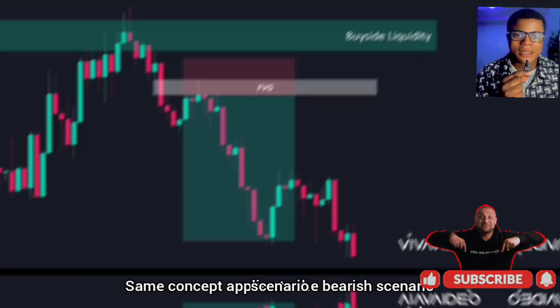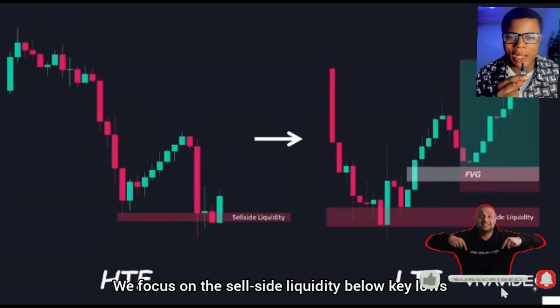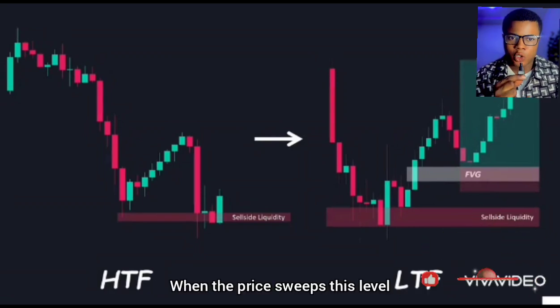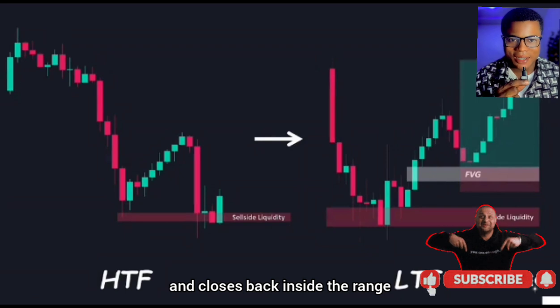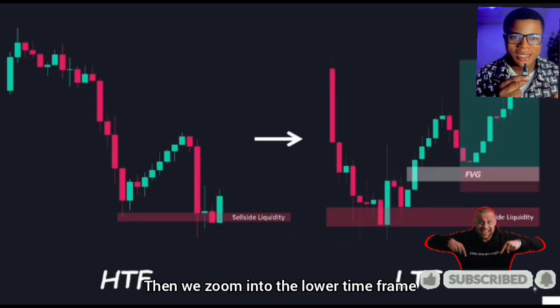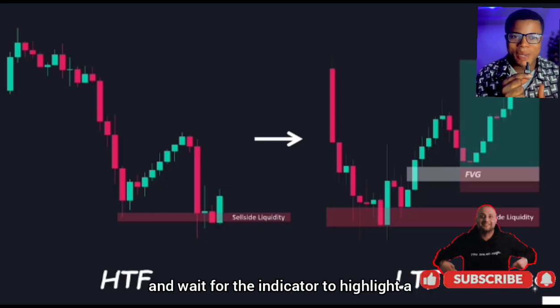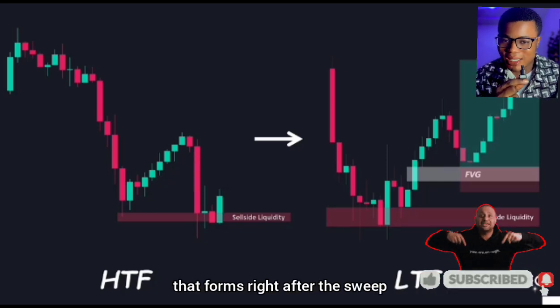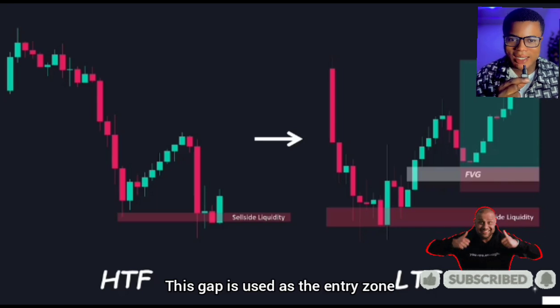The same concept applies to the bullish case, where we focus on the sell-side liquidity below key lows. When the price sweeps this level and closes back inside the range, it signals a bullish liquidity grab. Then we zoom into the lower time frame and wait for the indicator to highlight a bullish fair value gap that forms right after the sweep.